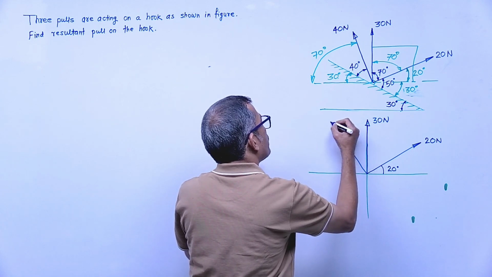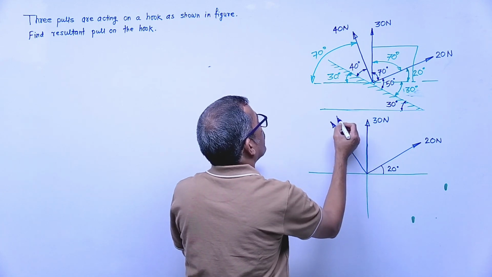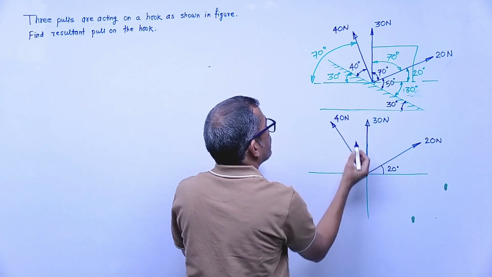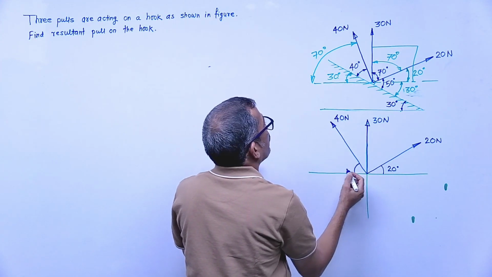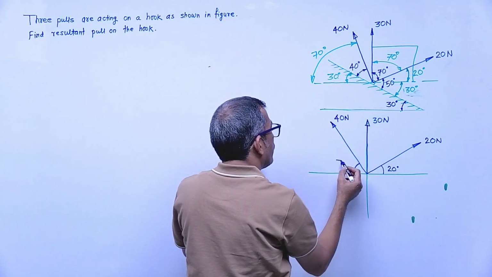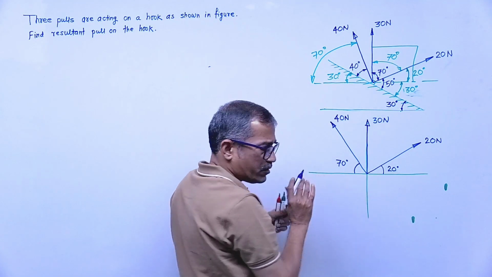Means can I represent here one more force? Magnitude of force is how much? 40 Newton and its inclination with horizontal. How much? 40 plus 30 is what? 70 degrees. This one clear?